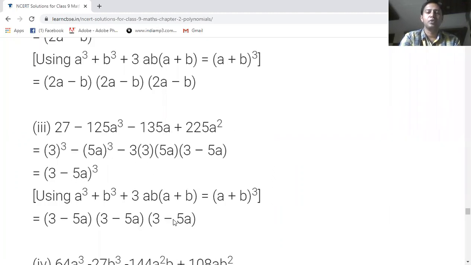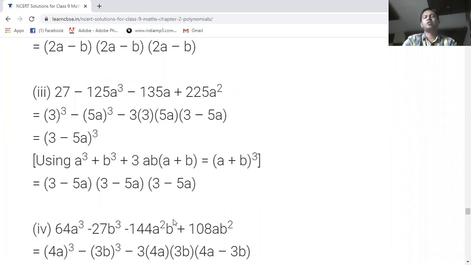Now the next question in front of us is 64a³ − 27b³ − 144a²b + 108ab². We need to factorize it. To factorize it, we'll find the perfect cubes of the first and second terms. 64a³ is the perfect cube of 4a, whereas 27b³ is the perfect cube of 3b.